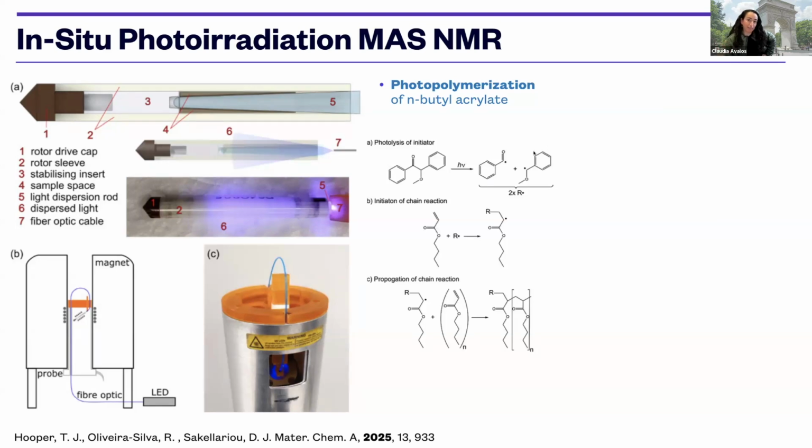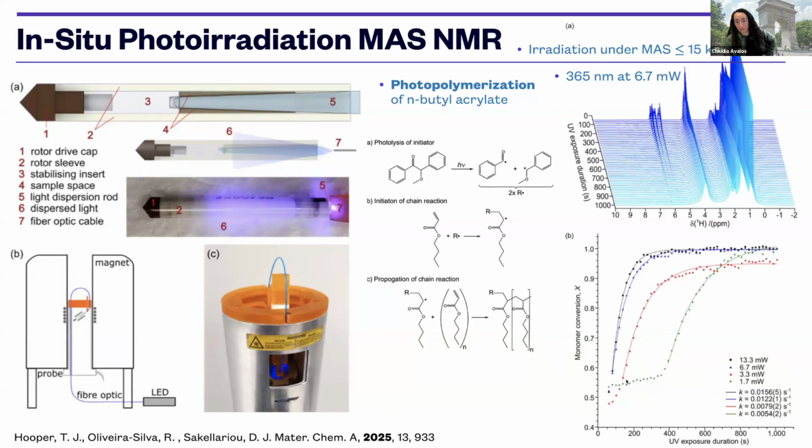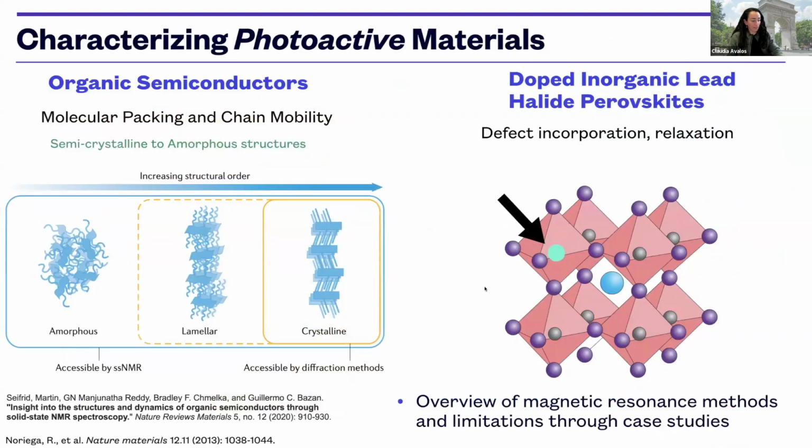So we're not talking about organic semiconductors here, but I just wanted to draw attention to it because they saw that you can look at the evolution in the solid phase for this type of polymerization under MAS. They could observe the monomer conversion over time as they extended the UV exposure duration. So this is a nice avenue for studying light-dependent effects in situ with disordered solids.